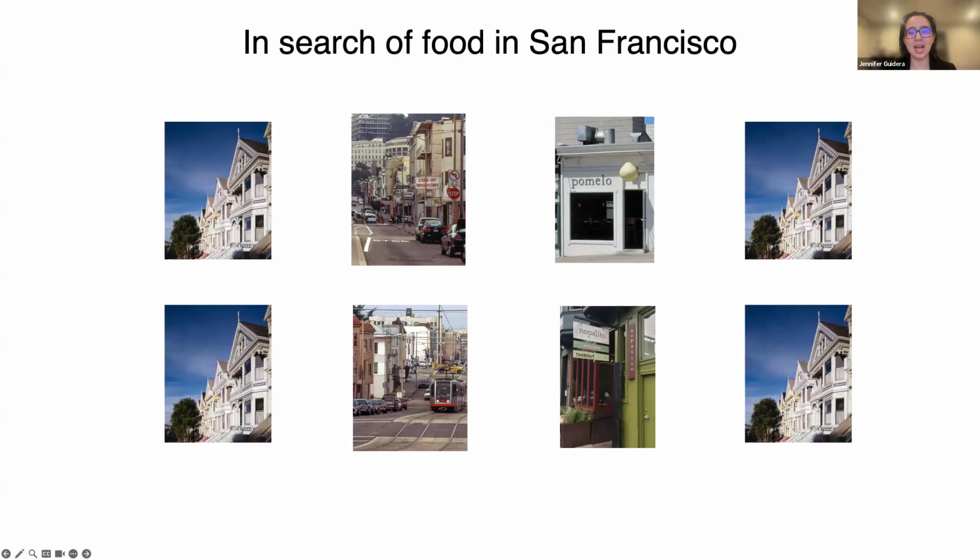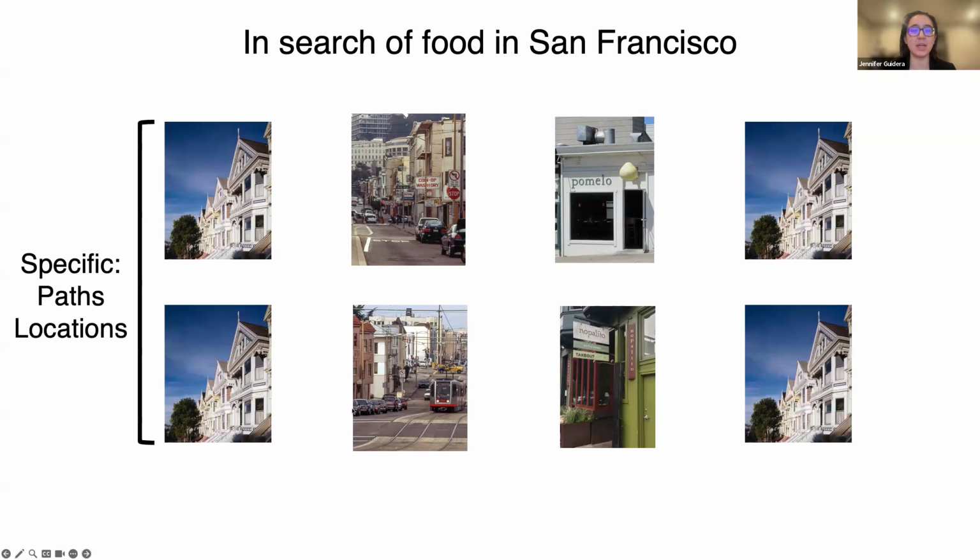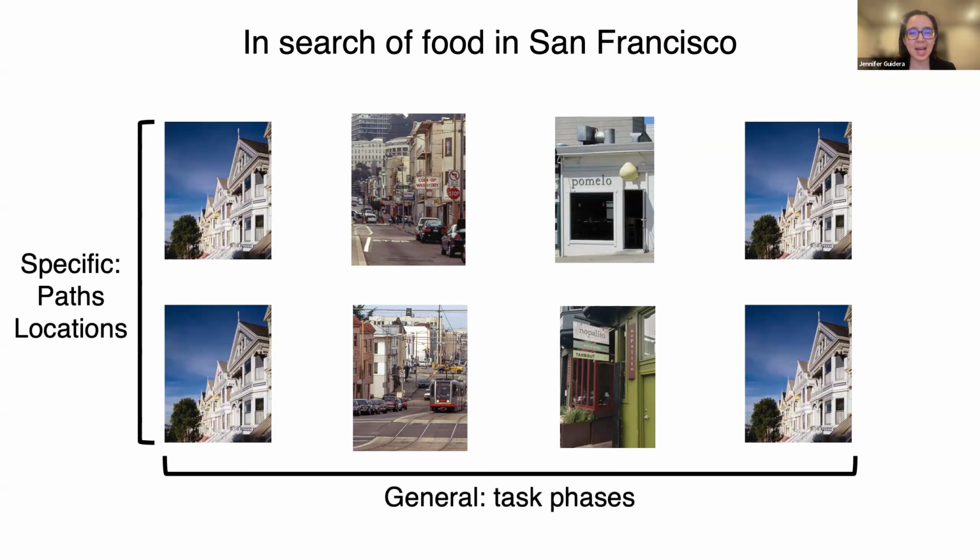During these outings, I had an internal model of specific aspects of these journeys, like of the paths that I took and the locations of the restaurants. At the same time, I had a more general model of the steps involved in this task of picking up tacos for dinner. These kinds of internal models are often referred to as cognitive maps. And the question that I'm interested in is how these are represented in the brain at distinct levels of generality.